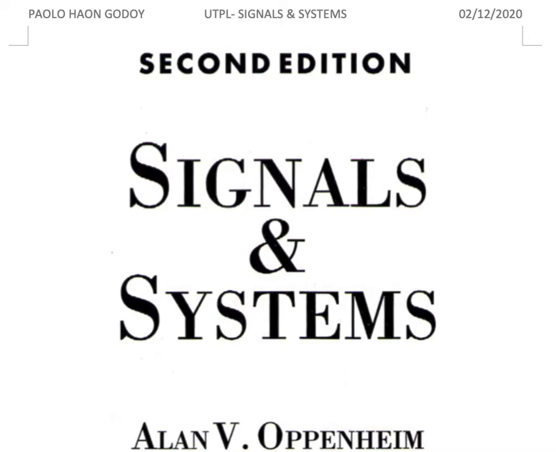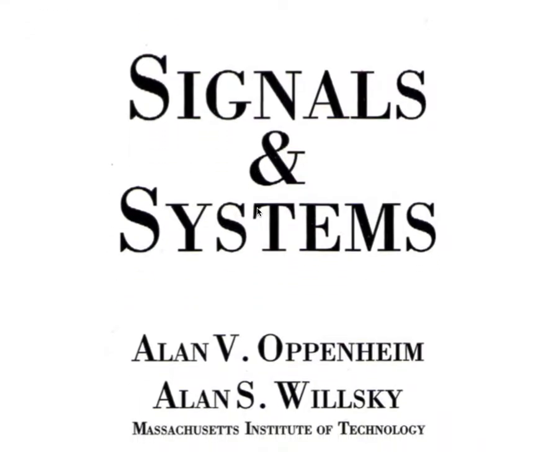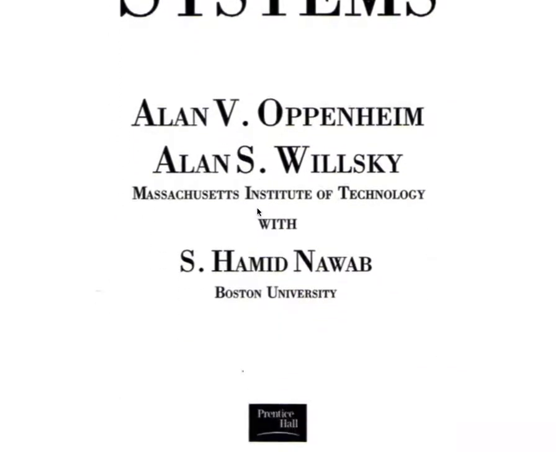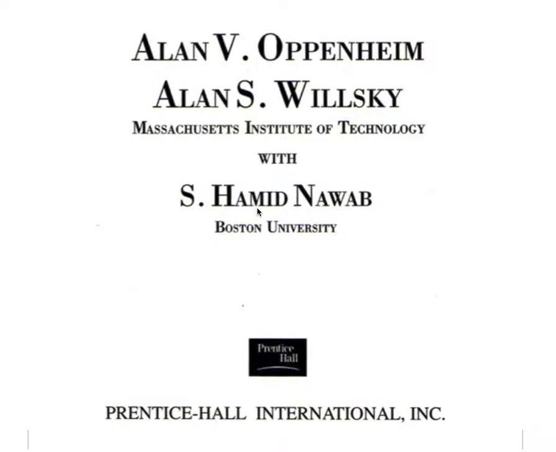I'm going to show you how to solve an exercise from this book. The book's name is Signals and Systems, the second edition. The authors are Alan Oppenheim and Alan Willsky, with collaboration with Hamid Nawab. The publisher is Prentice Hall International.